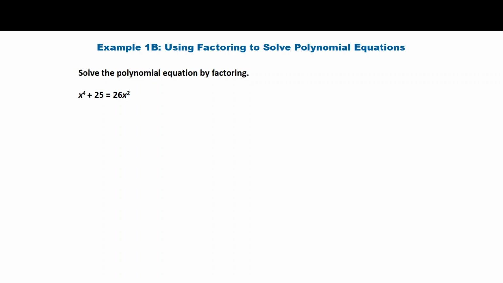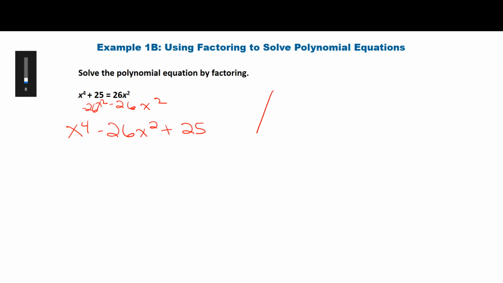All right, so let's subtract negative 26x squared on both sides. And that leaves us with x to the 4th minus 26x squared plus 25. Now, we're used to seeing 2 and 1 here, but it's still going to work out just fine because we've just doubled our x's, and so we're still going to be able to do it. So once again, we want to factor that.